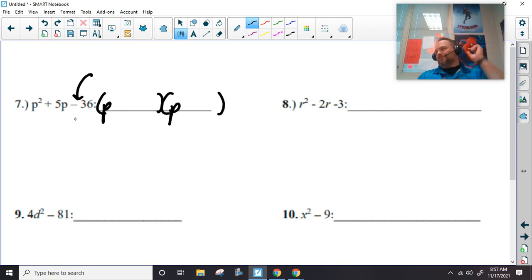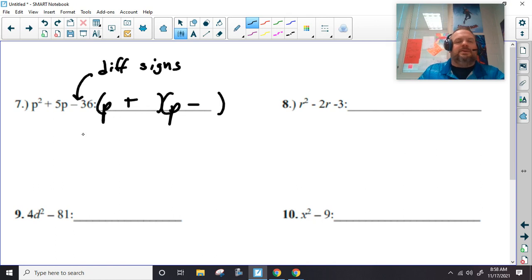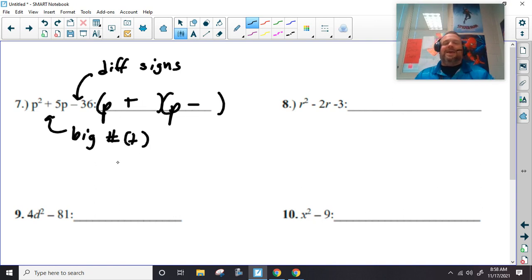This negative in front of the 36 tells us what? Yeah, different signs. So plus and minus. Okay. Yeah, this tells us our big numbers. Yeah, big numbers positive. And somebody's already told me the answer that it would be 9 and 4.